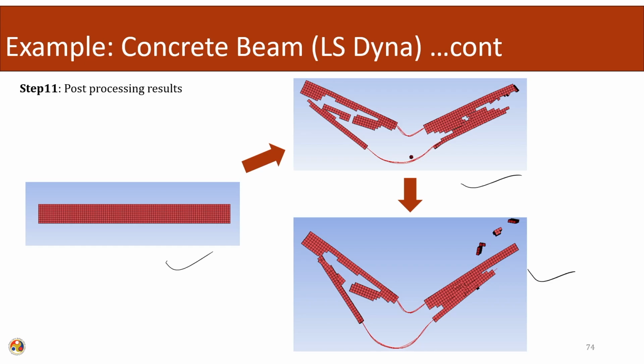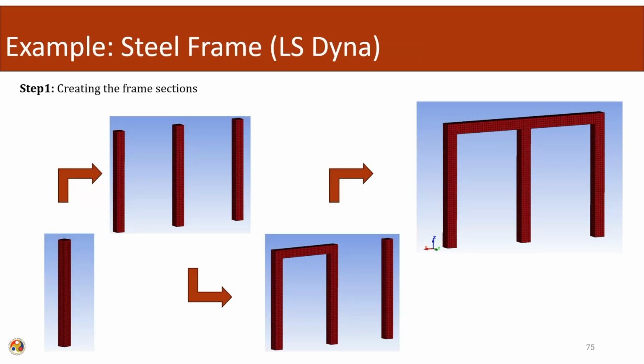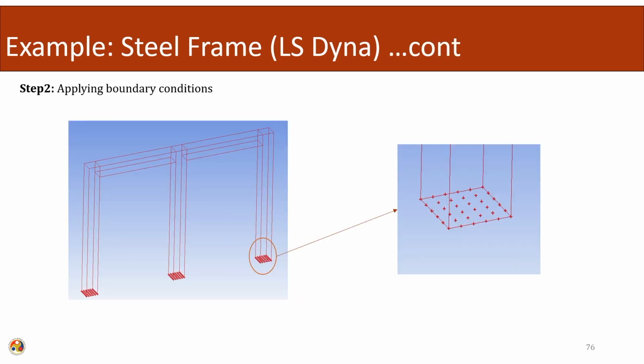Okay, so similarly you can model the system and you can run any model and check and verify, and you can verify with any experimental results to get the validation of the system, and after that you can use this for running your own simulations. Okay, so again this is the step by step of creating the frame sections, and after that we are applying the boundary conditions for the frame sections.